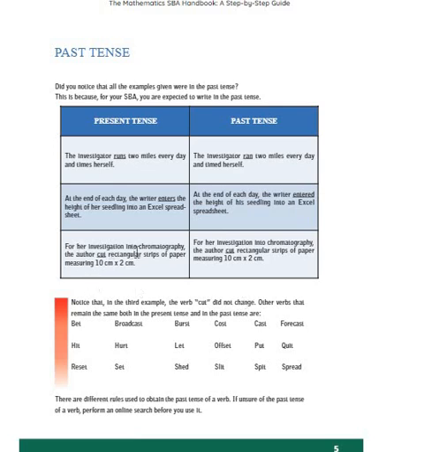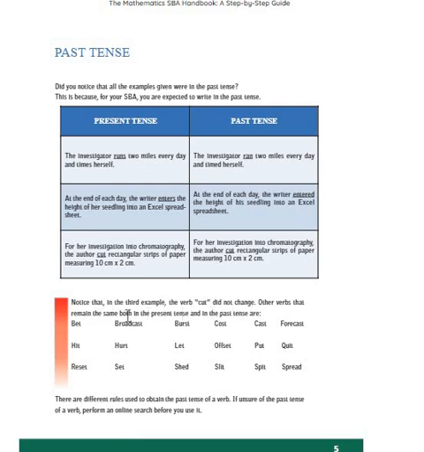For her investigation into chromatography, the author cut rectangular strips of paper measuring 10 centimeters by 2 centimeters. That's in present tense. Now in past tense, it says, for her investigation into chromatography, the author cut rectangular strips of paper measuring 10 centimeters by 2 centimeters. Notice that in the third person, the verb cut did not change.